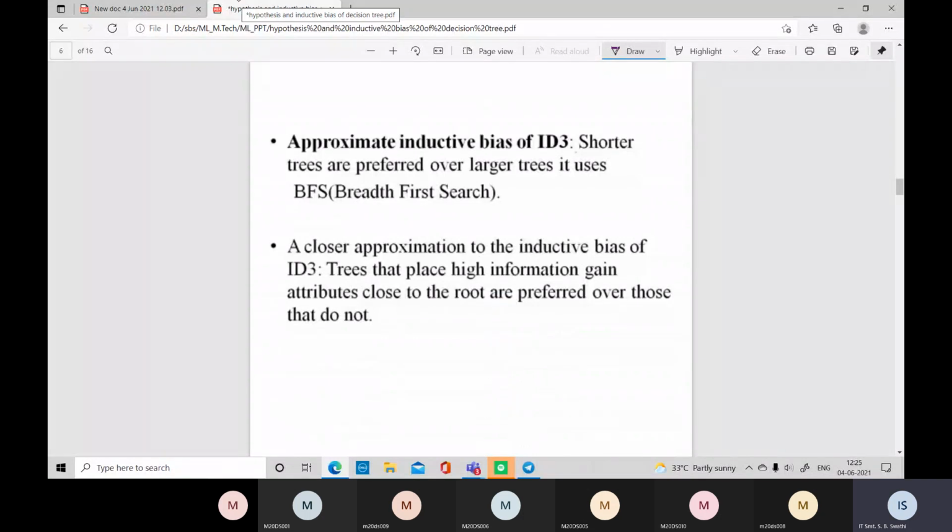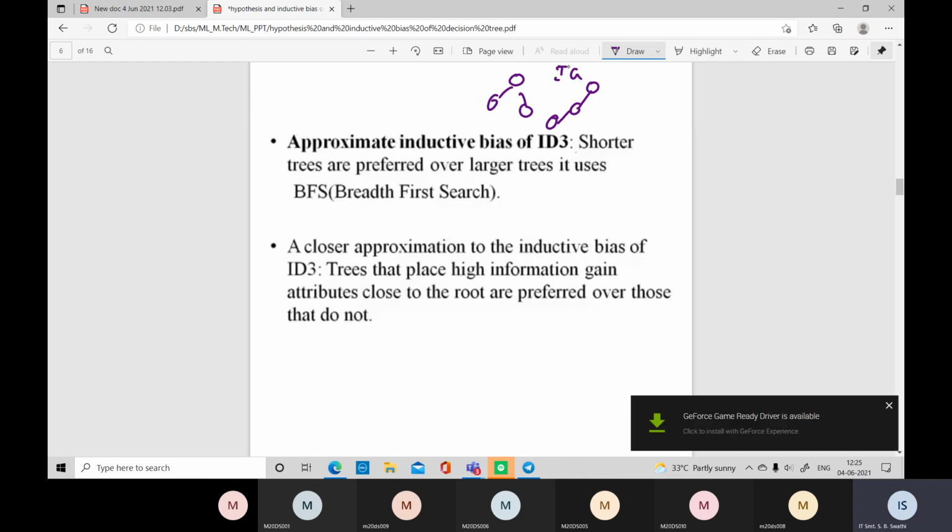Now we have discussed hill climbing search. We are discussing how we are generating the tree. Among a lot of trees, suppose there are two trees which show the same information gain value. Now there will be ambiguity as to which tree to take.